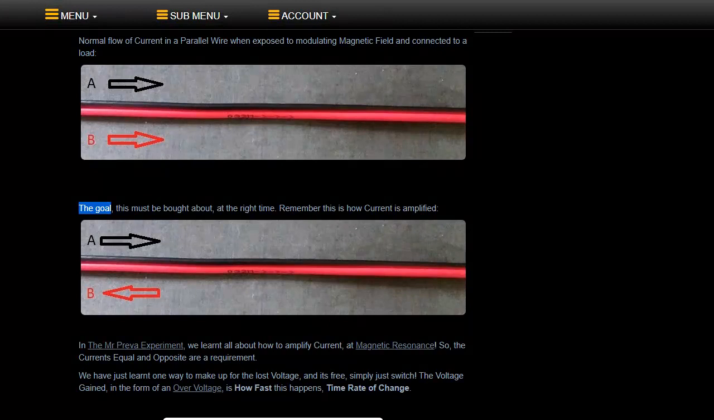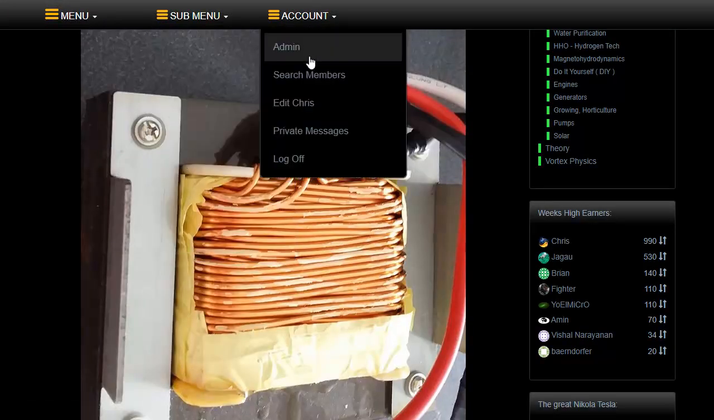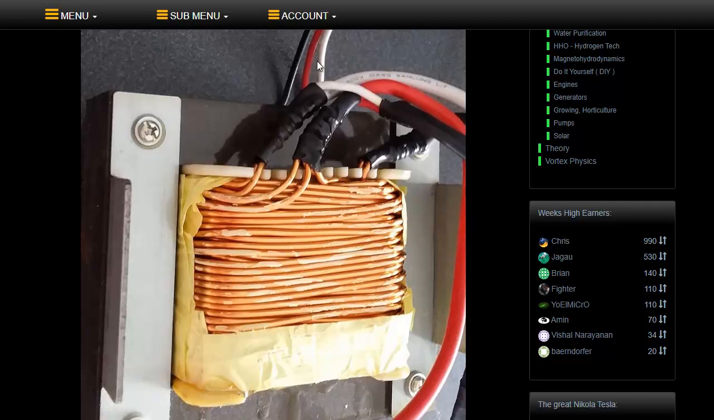Maybe if we go back to our transformer, our input is on these wires on the back here. Our input coil might be roughly on this transformer around about 400 turns. It might be something like about a 0.8 millimeter wire.